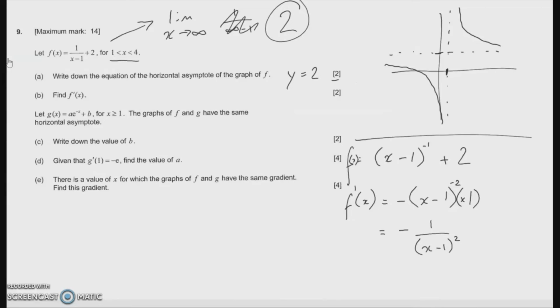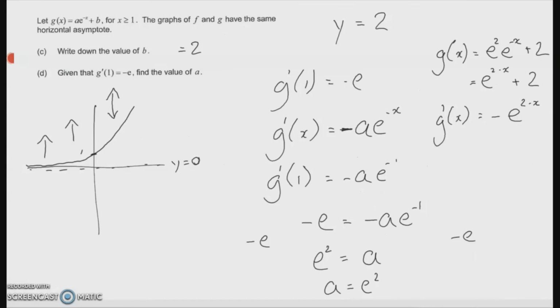Okay, so using those, we should be able to answer the final part of our question, which tells us that there is a value of x for which the graphs of f and g have the same gradient. Find this gradient. Now, worth noting, we're finding the gradient, not the value of x at which this occurs, but finding the gradient at that point. So let's try and think about what's going on. We've got a graph that looks like this here for f, and at some point along this graph, the gradient gives us exactly the same value as it does on the graph of g.